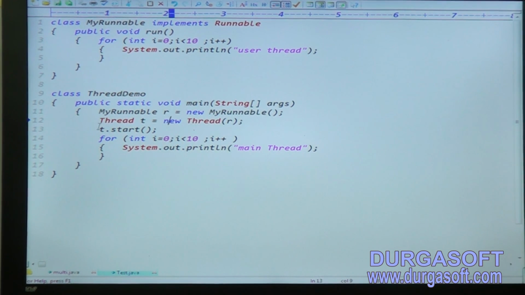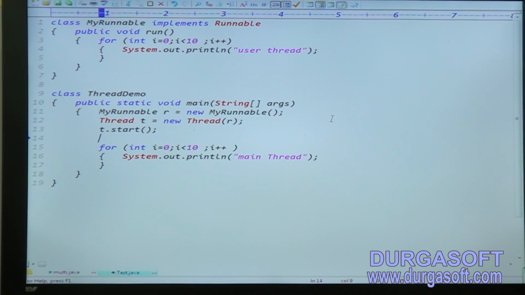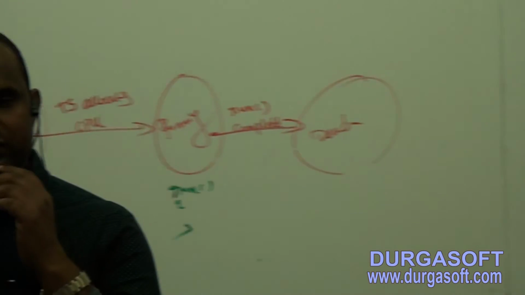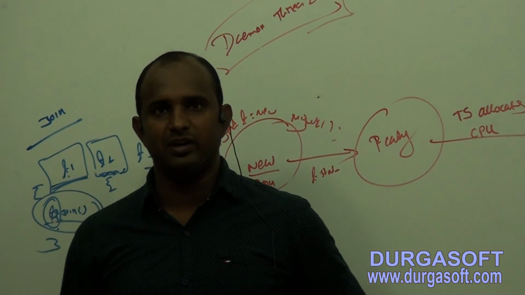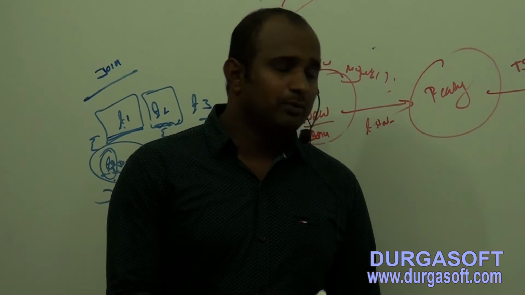This is the second approach to create a thread in Java. In total, how many approaches are there to create a thread in Java? 2 approaches. What is the first approach? Extending the Thread class. Approach number 2 is implementing the Runnable interface. Now I completed both approaches, right?